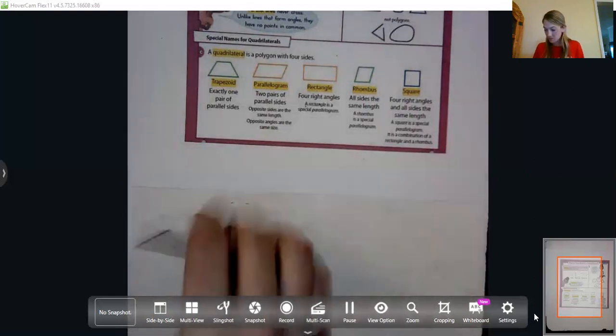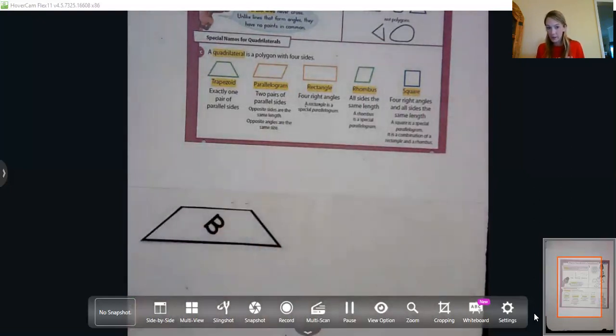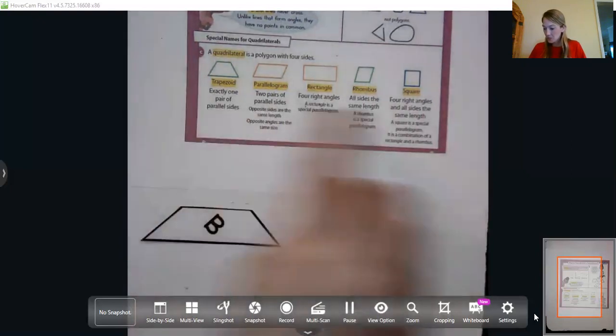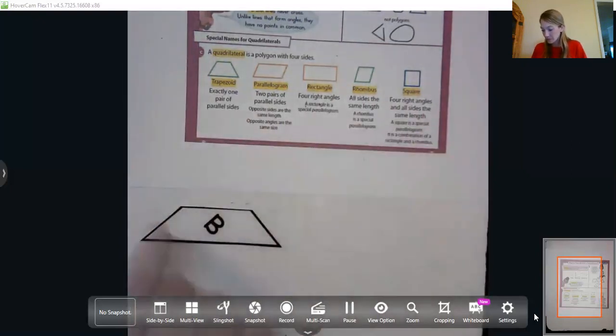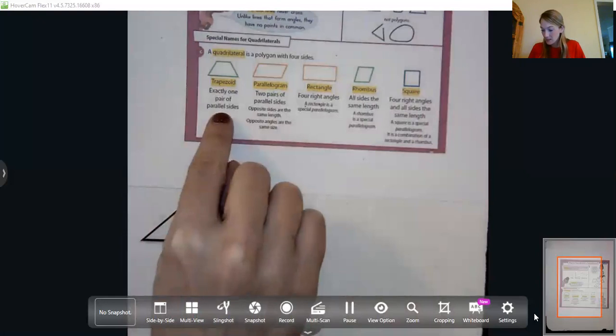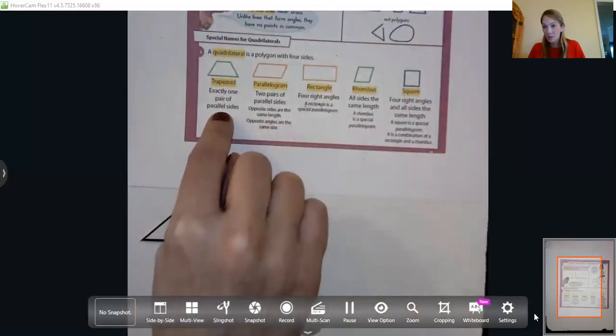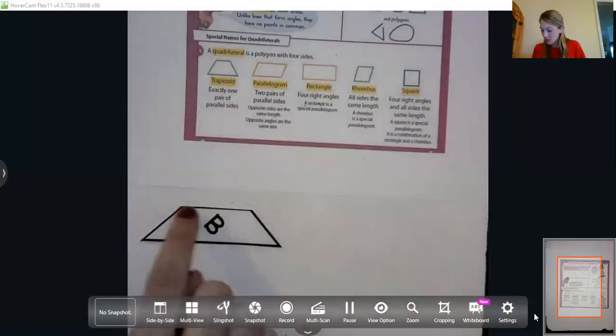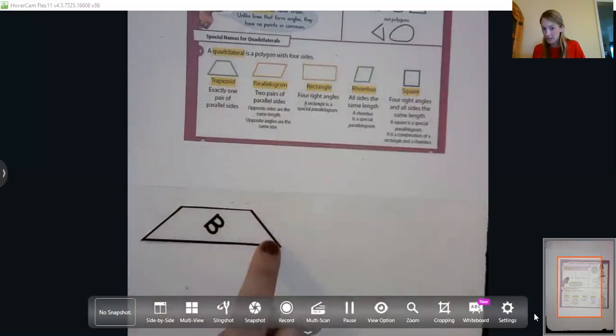How about this one? Okay, so let's go through our definitions. We know it's a quadrilateral because it has four sides. Does it have one pair only of parallel sides? Okay. This line is parallel to this line. The top and bottom are parallel.